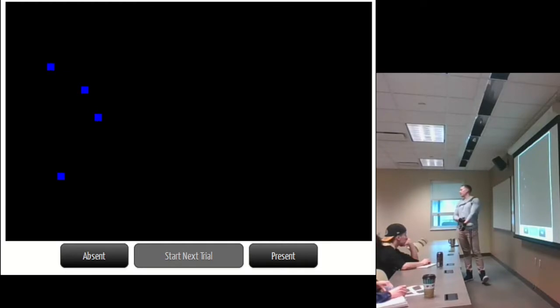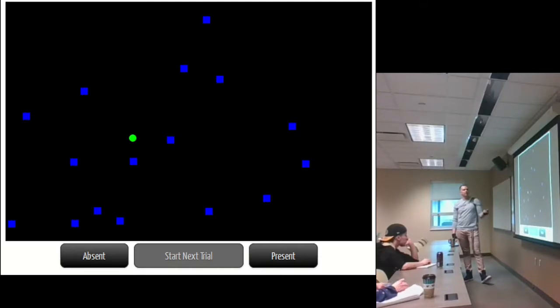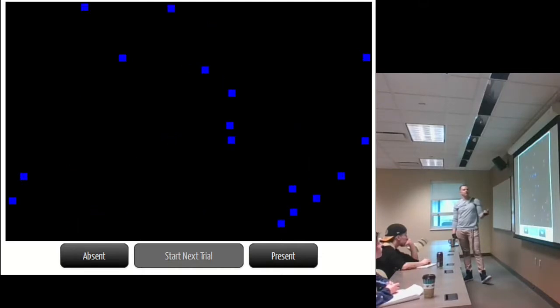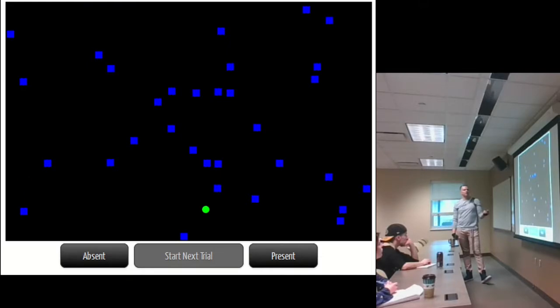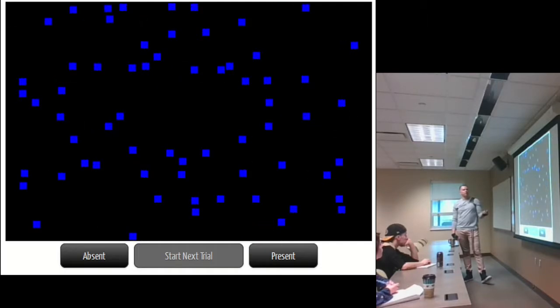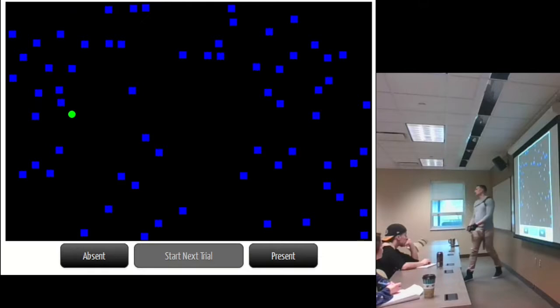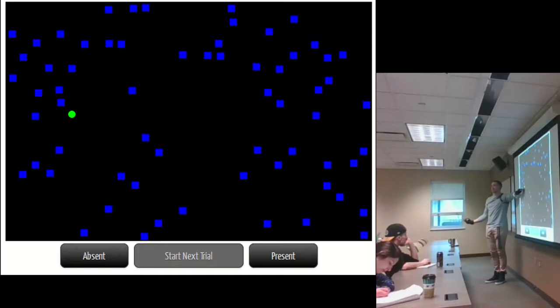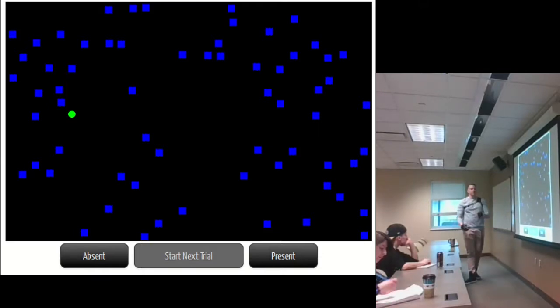Here's an example where the target was absent with 4 distractors, present with 16, absent with 16 distractors, present with 32 distractors, absent with 32, and then absent with 64, and then present with 64. And as you can see, it feels a lot quicker to find it amongst these distractors. Even though there's 64 distractors, your attention almost immediately goes to this green circle here. So we were expecting much, much quicker reaction times.